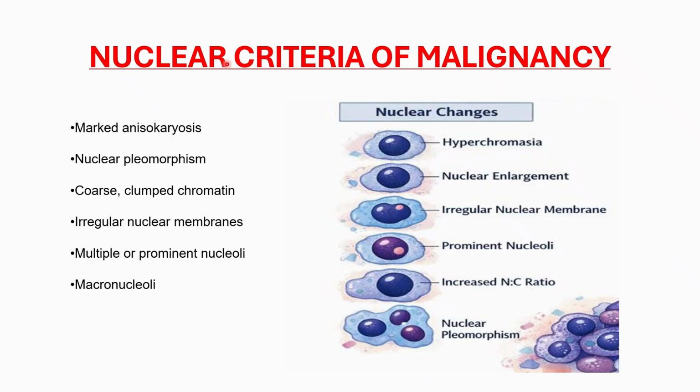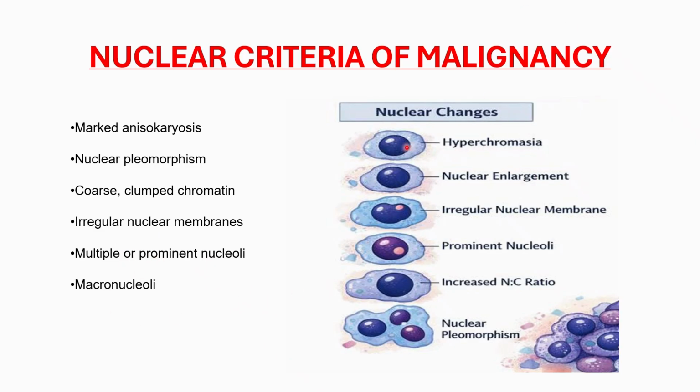Next is nuclear criteria of malignancy. Nuclear abnormalities are the most reliable indicators of malignancy in cytology. Malignant cells exhibit significant variation in nuclear size and shape, the chromatin will be coarse and clumped, there will be irregular nuclear membranes, and the nucleoli will be multiple or prominent, often referred to as macronucleoli.